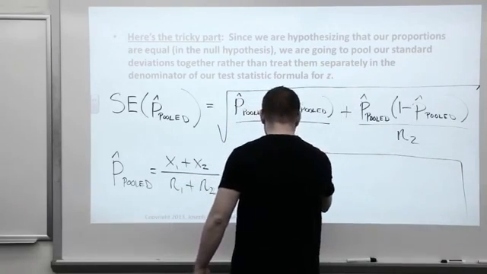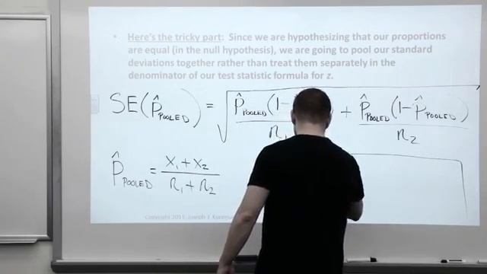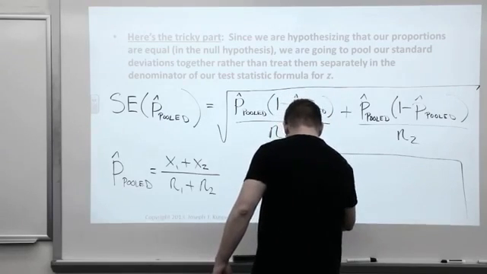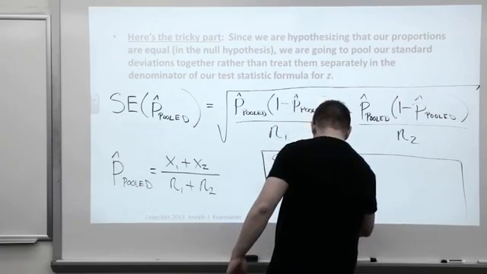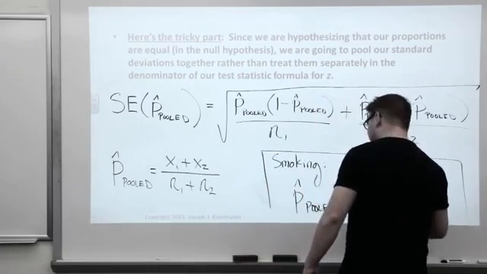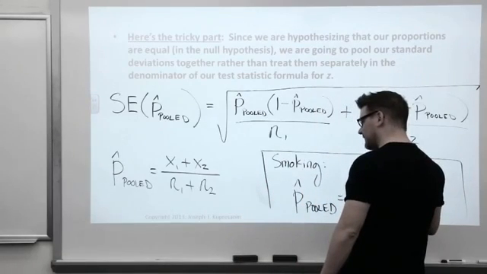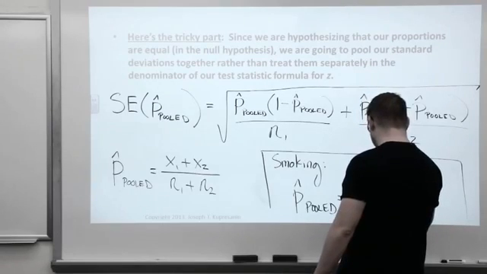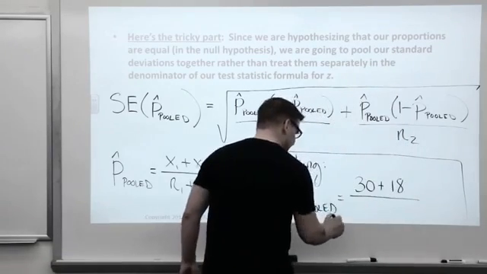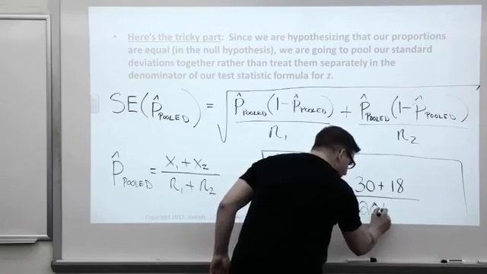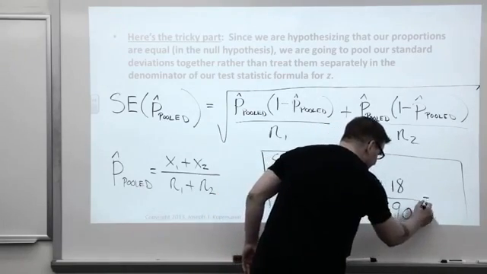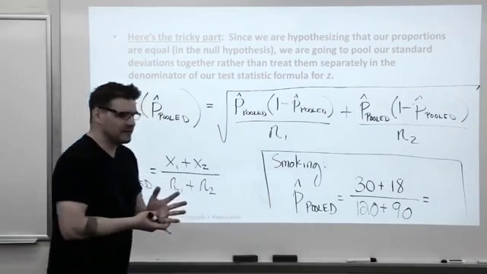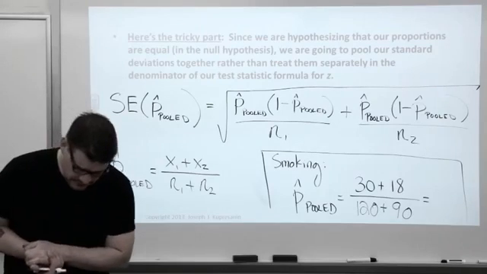Right, for the smoking example at Cecil College, p hat pooled is going to be, oh, I forget, how many smokers did we have for the females? 30, right? 30. How many smokers for the males? 18. How many females? 120. How many males? 90. And so that's what the p hat pooled would be.